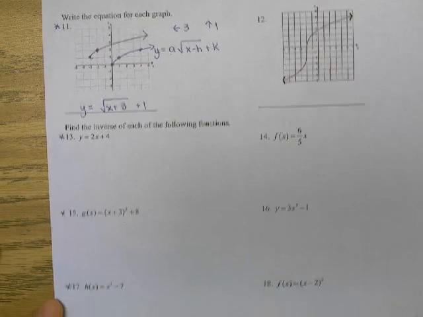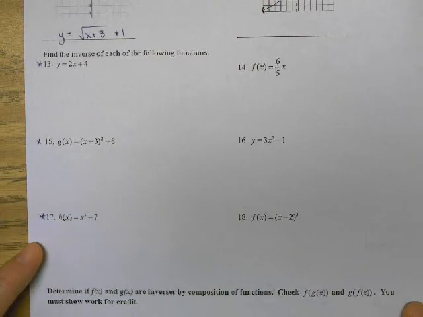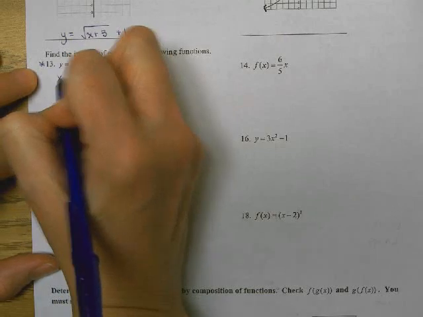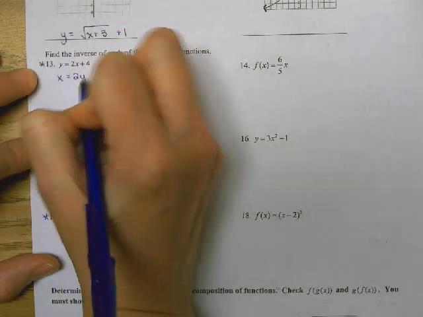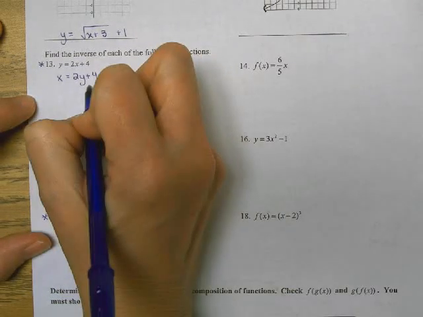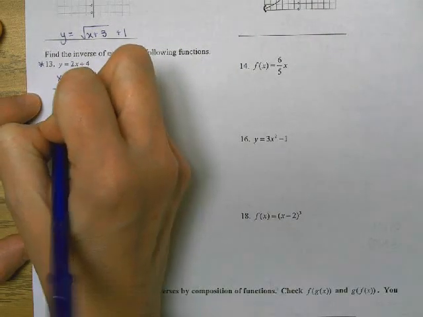13 through 18, you are finding the inverse of each equation, which means you are going to be switching the x and y and then solving for y. So I'm going to switch my x and y and then solve for y. The first thing I'm going to do is move my 4.